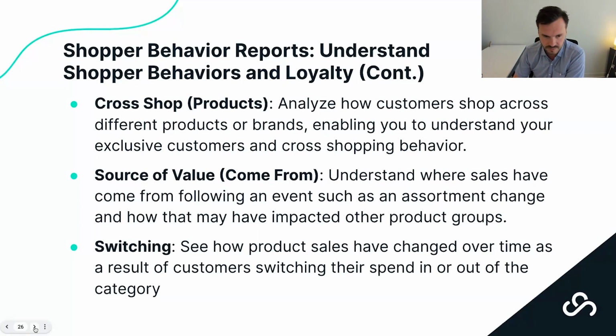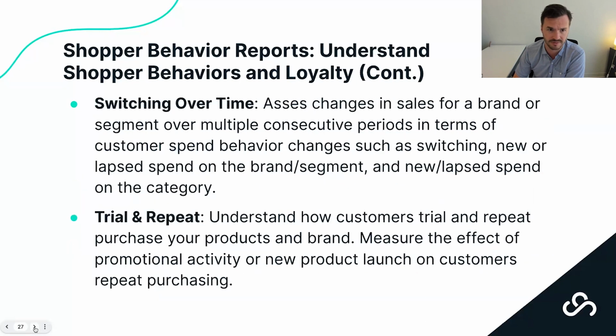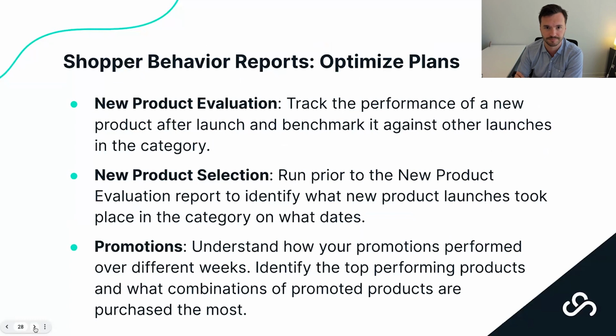So yeah, a lot of category data, a lot of category information. Switching over time is the same thing, but with a little bit more detailed, granular time segmentation. Trial and repeat is you can understand how customers trial and repeat purchase of your products and brands. So what kind of cadence are they purchasing your product and your brand at? And then you can measure the effect of promotional activity against that as well. It's really important for that.